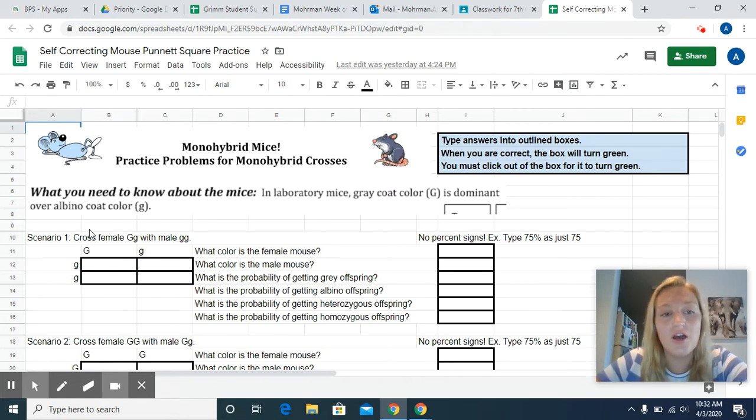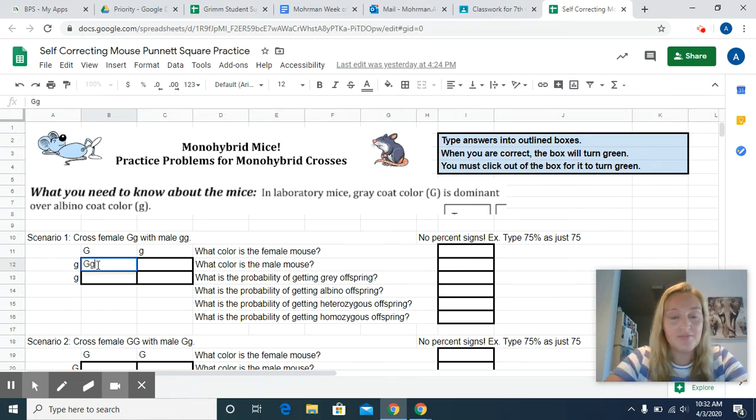In the first scenario, we're going to be crossing a female with a big G, little g genotype with a male little g, little g genotype. In these first two scenarios, I already have the genotypes put into the Punnett square for you. As we know, for each square, you're going to look at what's above it and what's to the side of it, and combine those to get your genotype. So this first one will be big G, little g.